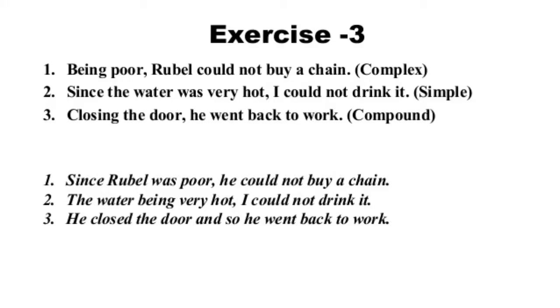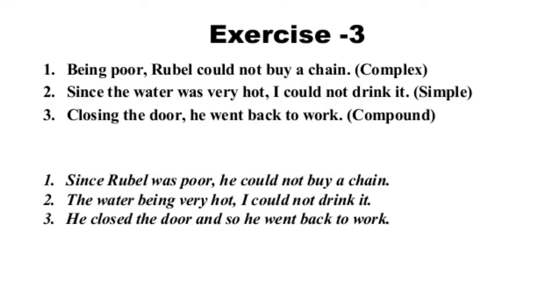You have to change into complex. What to use to change into complex here? You have to use since or as. So: Since Rubel was poor, he could not buy a chain. So that was the answer here, children. Look at the next example: Since the water was very hot, I could not drink it. What kind of sentence is it, children? Yes, it is a complex sentence. Why is it a complex sentence? Because we have the key "since" here. That is the subordinating conjunction. So it is a complex sentence.